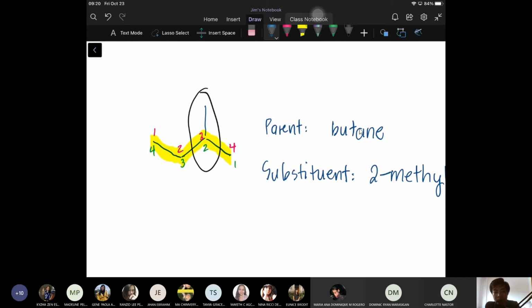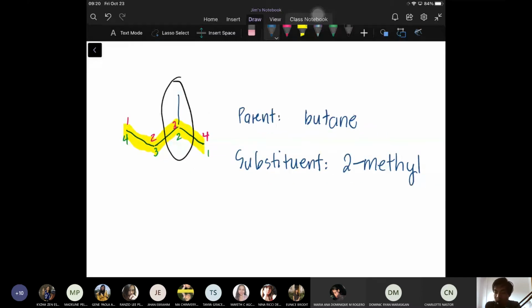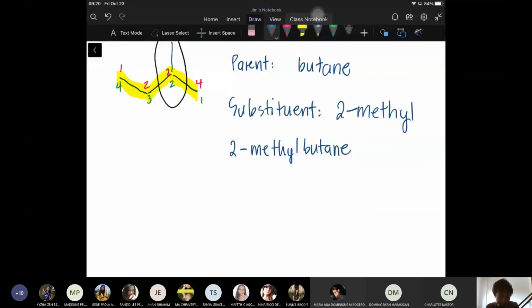Ang parent ay butane. So, ano yung complete name niya? So, 2-methylbutane. So, ayan yung complete name niya. Substituent muna, then parent. Okay? So, ganun yung naming, ha? So, practice pa tayo. Gawa muna ako ng mga molecules dito. Ano pa kaya?